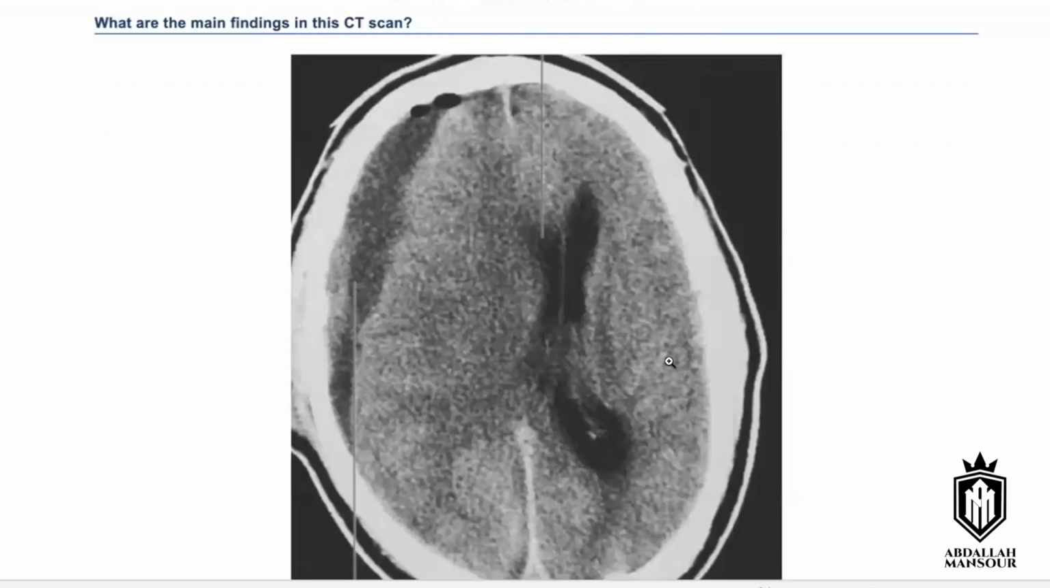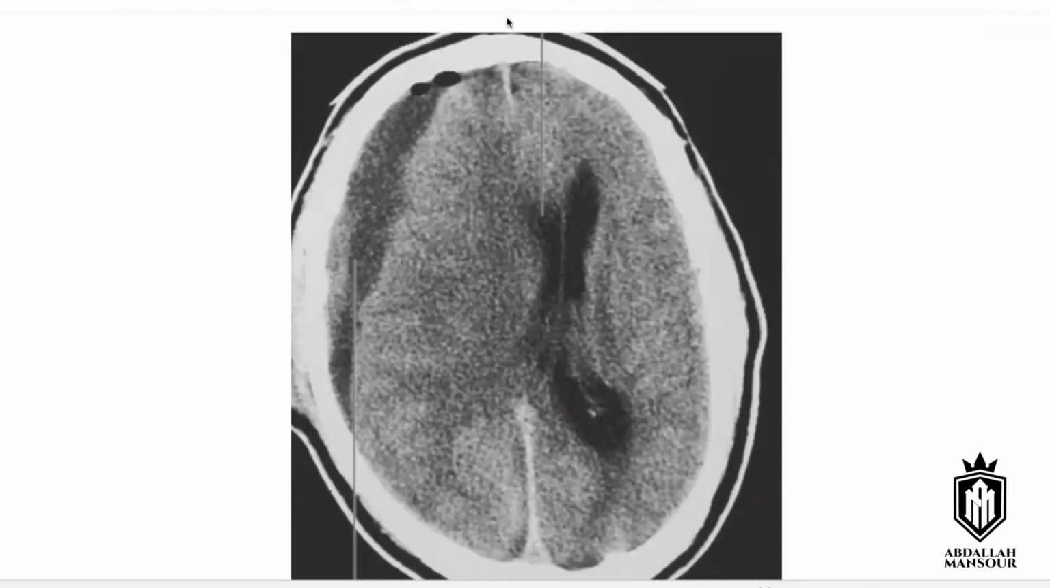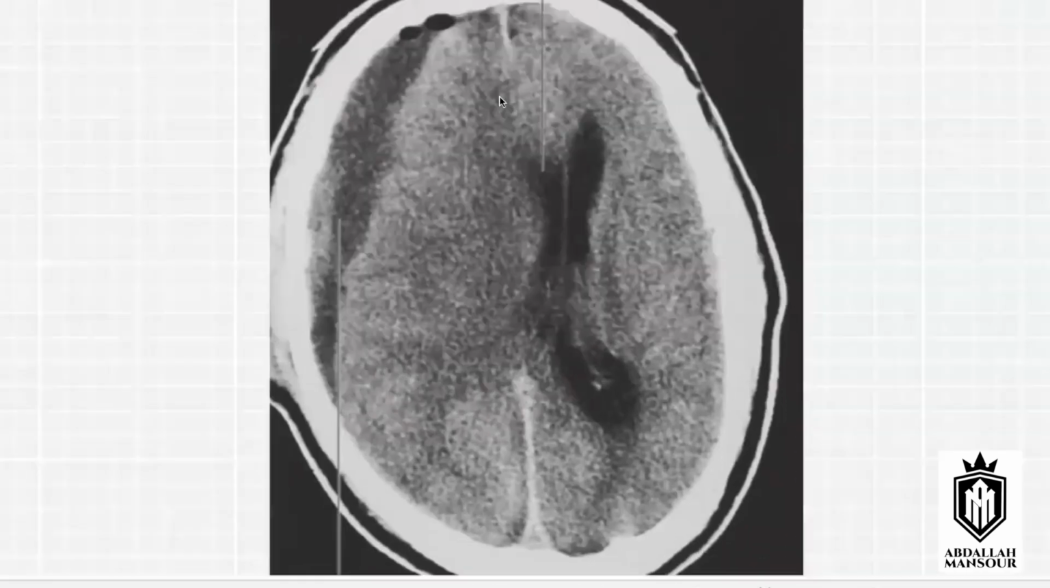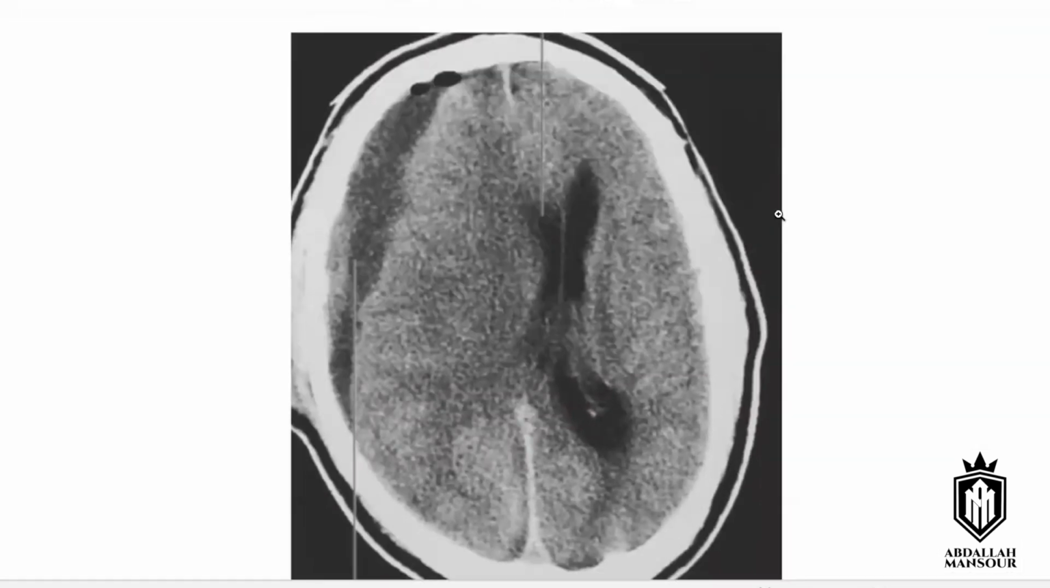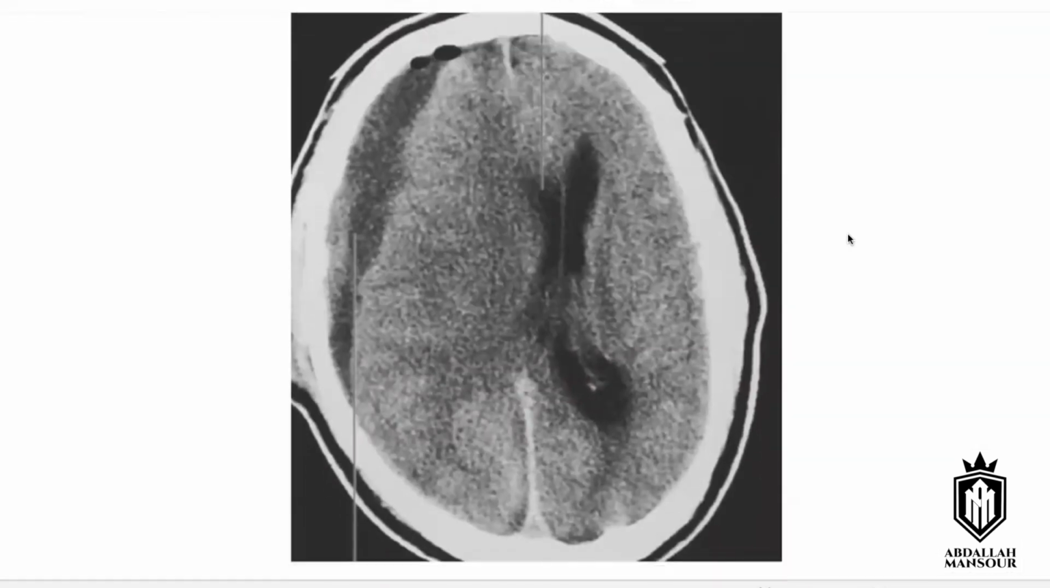So this is an axial slice of a CT brain, and it has a right crescent-shaped hypodense area with mass effect and signs of increased ICP, that is midline shift, compression of the ventricles, and effacement of sulci. And also I can see some air, which shows pneumocephalus.